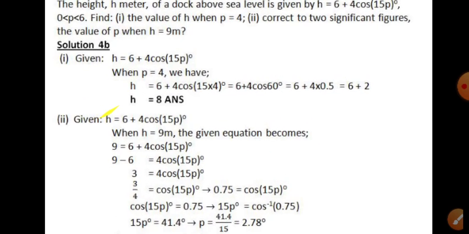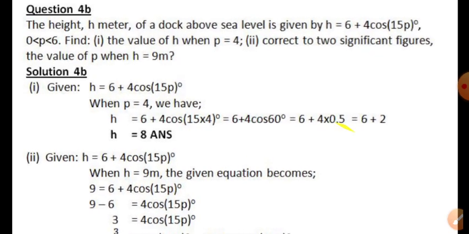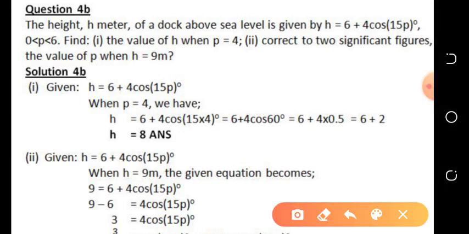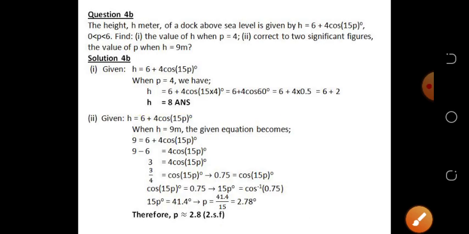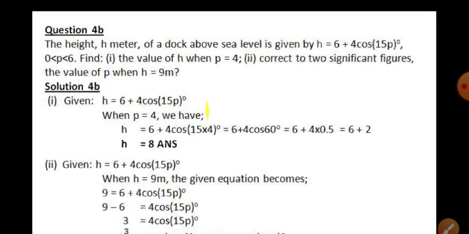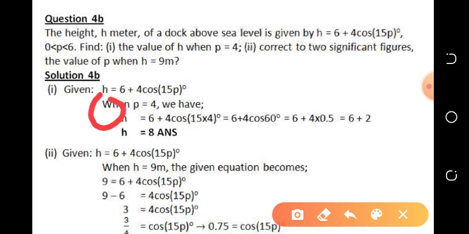Now moving on to question 4b. Question 4b says that the height h meters of a dock above sea level is given by h is equal to 6 plus 4 cos 15p degrees, where p is greater than 0 and less than 6. Look at this. You have 0 less than p less than 6.